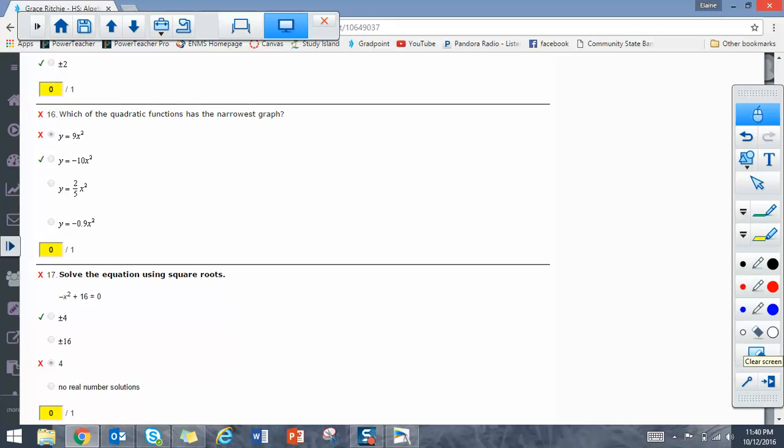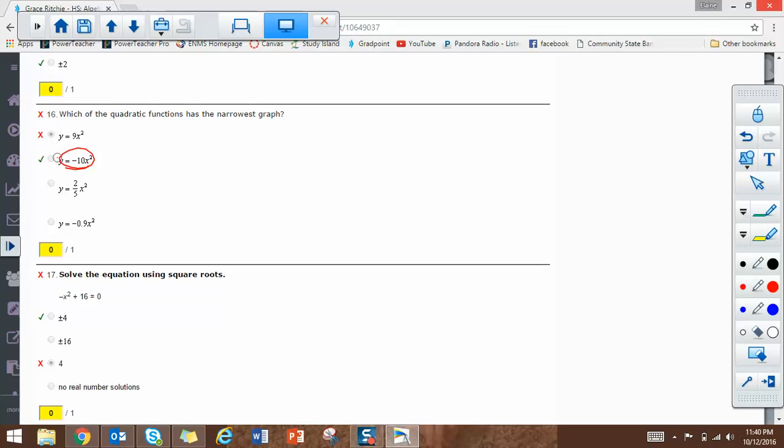Number 16 asks which one has the narrowest graph. So again, the narrowest graph has the largest coefficient in front of the x squared, and you don't have to worry about positive or negative. So that's the 10. 10 is the biggest one there. Negative 10.